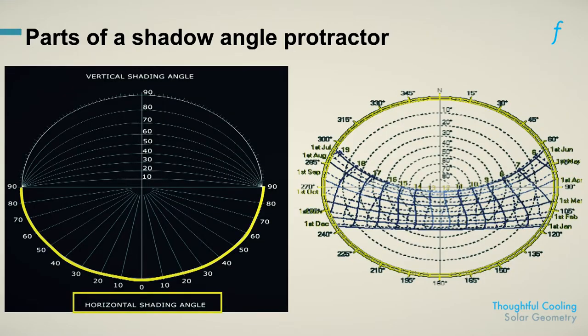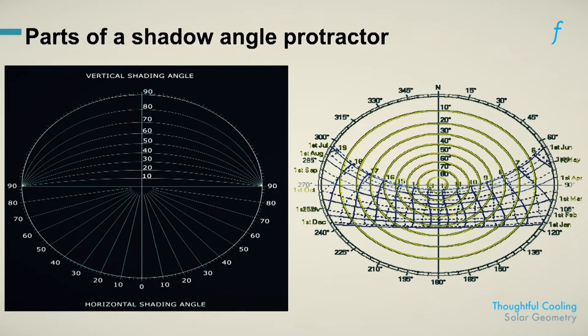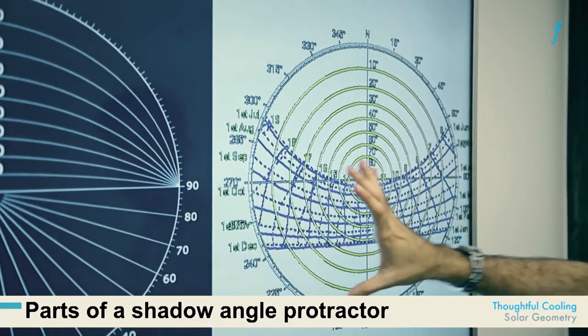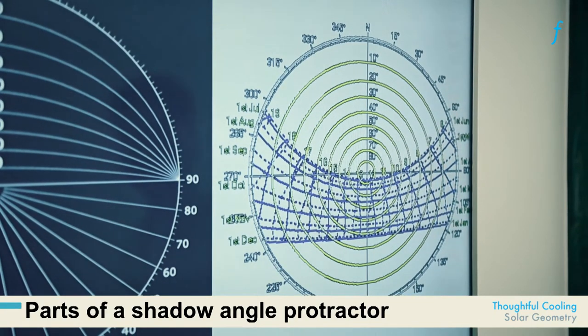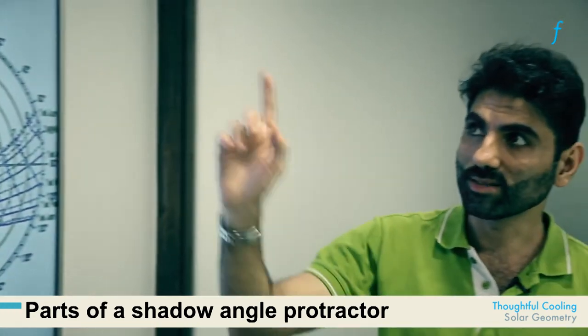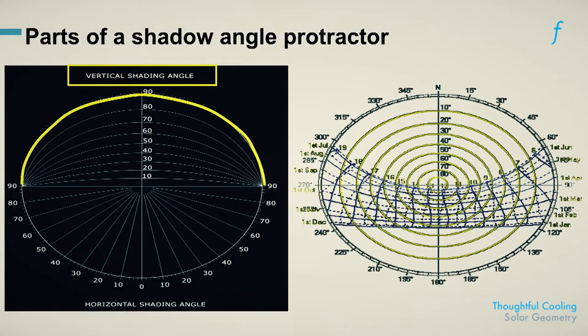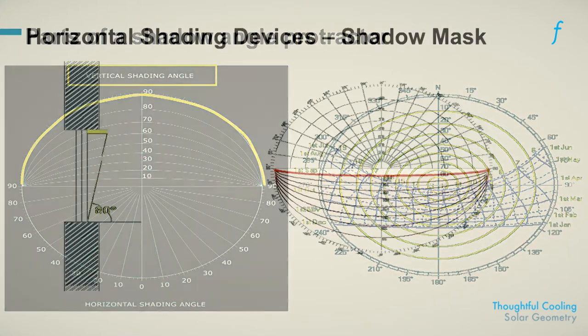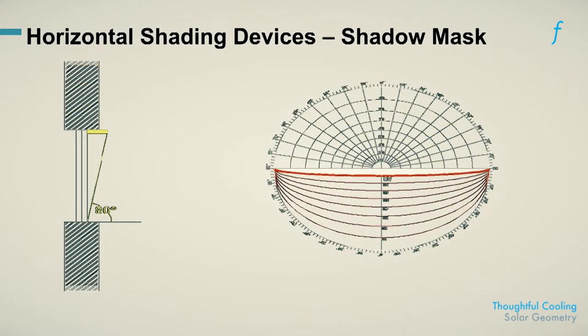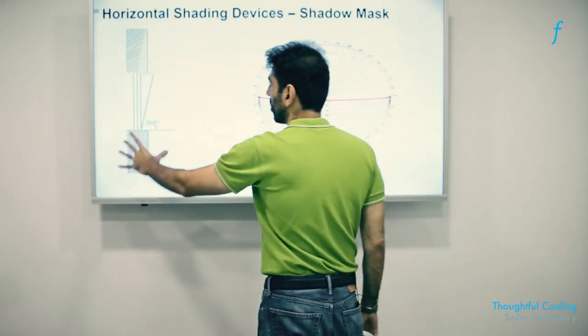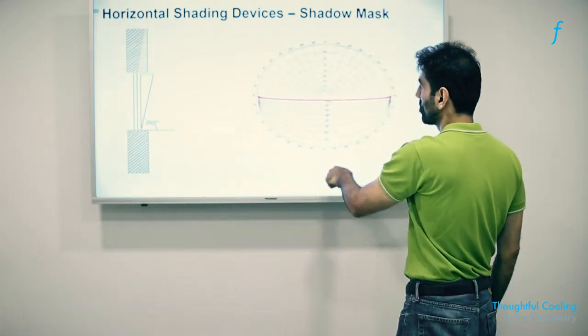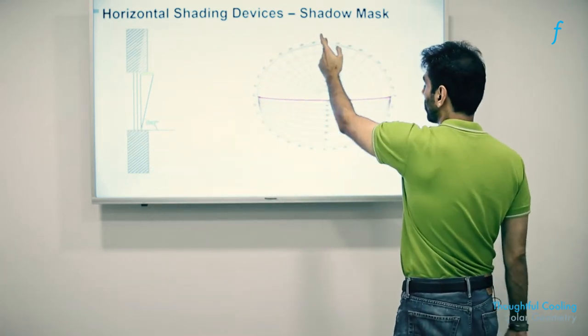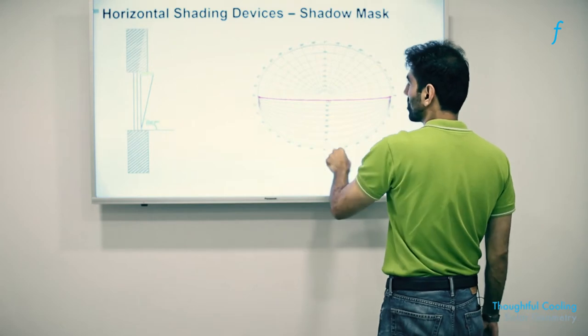All right. So this is the corresponding sun path diagram, which we're going to use to see what the shadow looks like on the protractor. Right, that's the vertical shading angle that is on the top side of the protractor. All right, so this is a building which is facing south. As you can imagine, in this protractor, this is north, this is east, this is west, this is south.